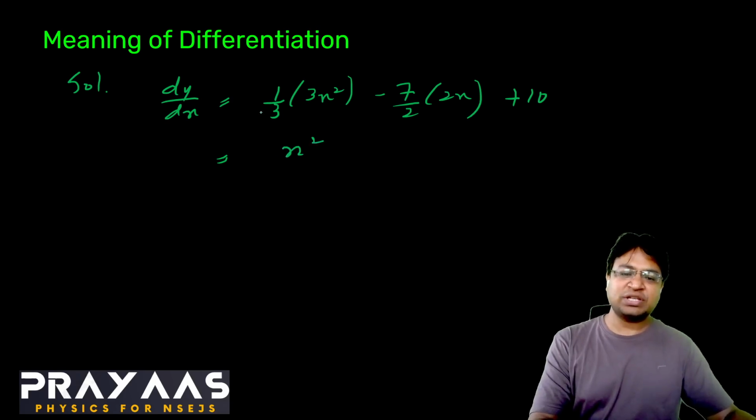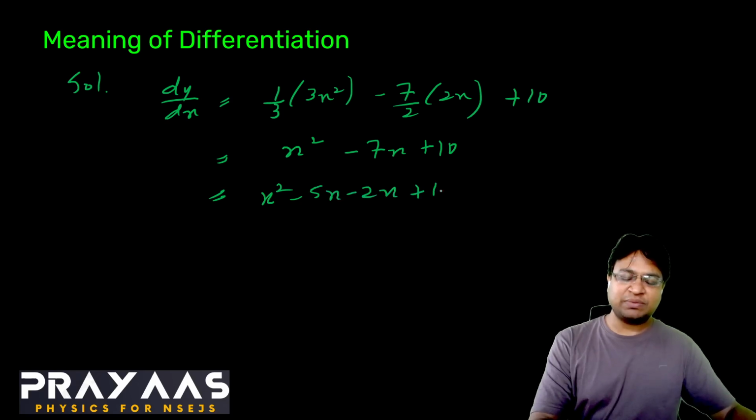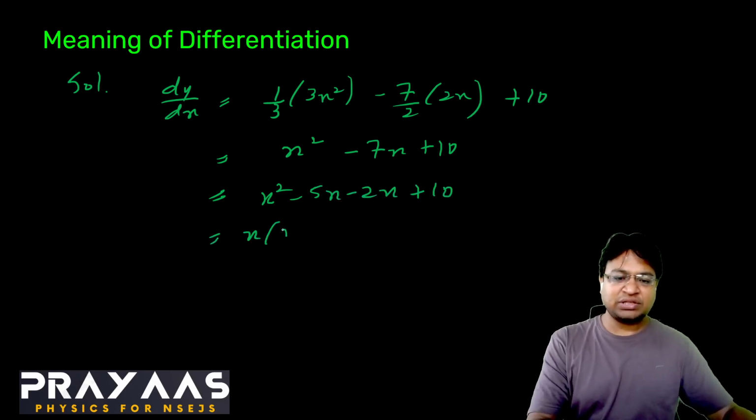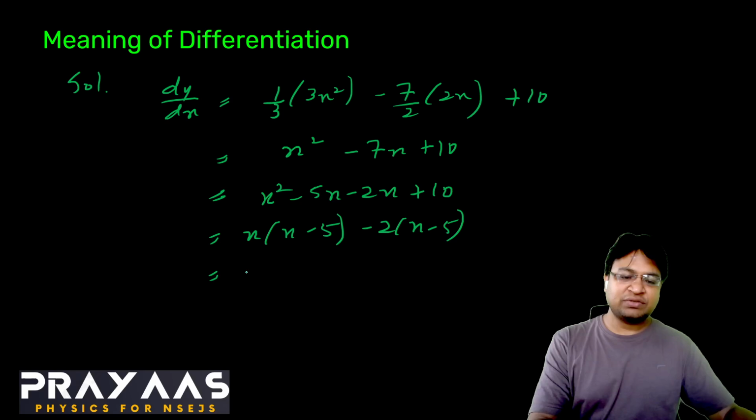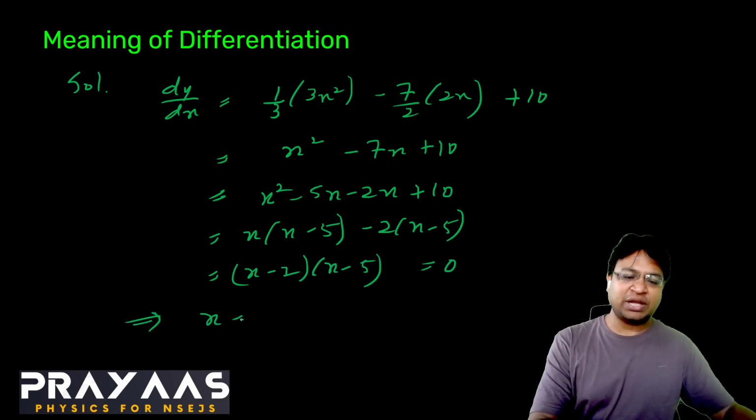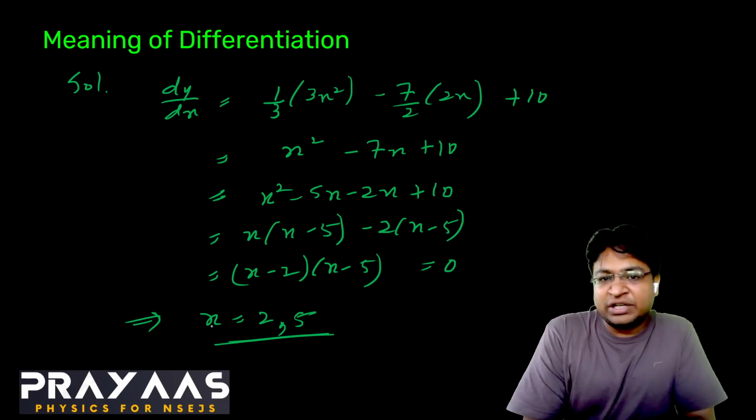On simplification, we'll get x square minus 7x plus 10, which can be written as x square minus 5x minus 2x plus 10, which can then be written as x into x minus 5 minus 2 into x minus 5, which becomes x minus 2 into x minus 5. Now if we equate it with 0, we come to know that x will either be 2 or it will be 5. So 2 and 5 are the critical points.